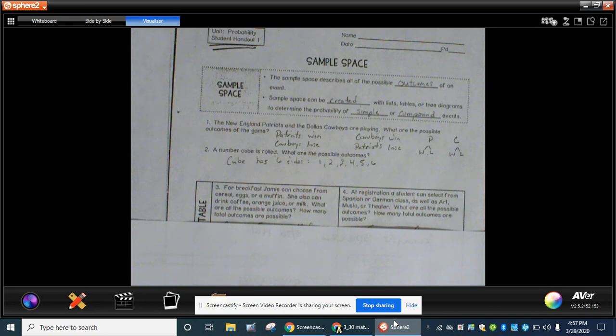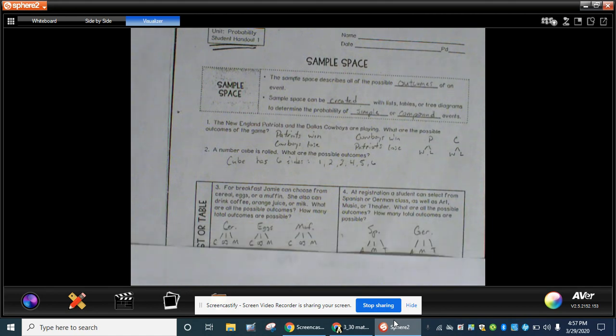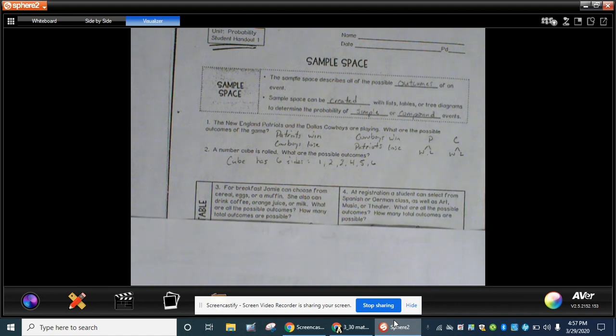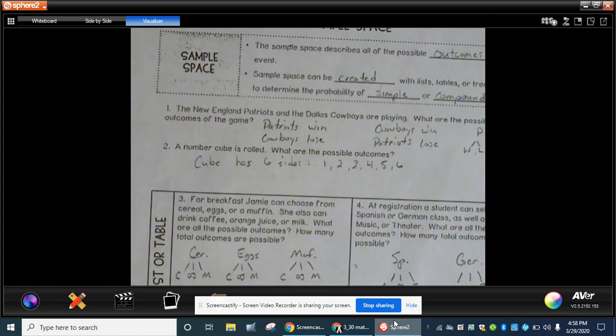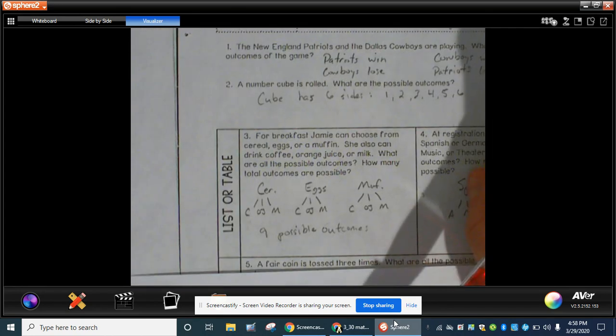Okay. So I'm going to draw for the next few problems. I'm going to do a tree diagram. It says here to do a list or a table, but I think tree diagrams are a lot kind of easier. So I'm going to show you how to do that. I only want y'all to see one at a time, so I'm going to zoom my screen in a little bit. So we got this right here.